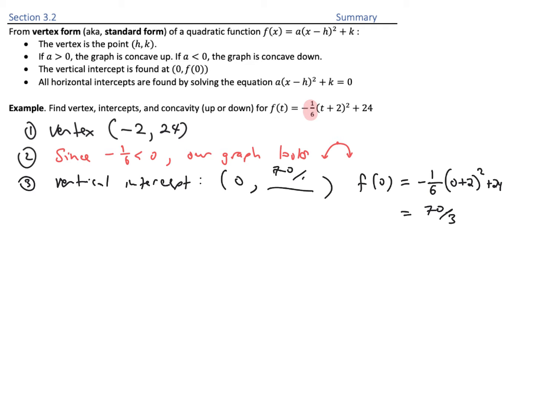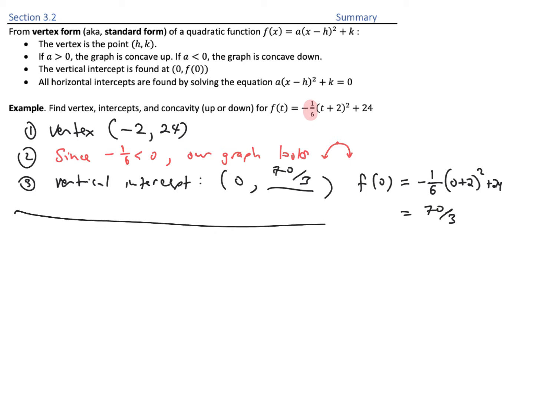So it's almost up to 24. So we have this picture that this vertex is way up with an output of 24, and as it goes over towards the vertical axis, it falls down just a little bit to 70/3, a little bit less than 24, when it cuts through the vertical axis.